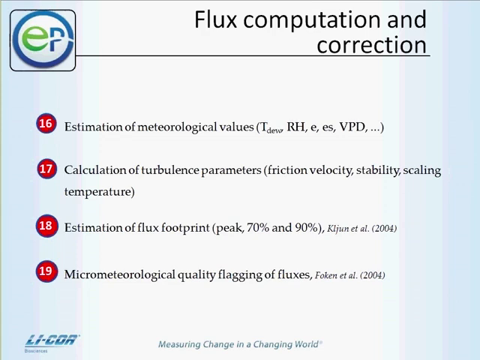You will have three numbers. The peak contribution distance will tell you which is the distance from the tower that contributes the most to the fluxes. And then you have the 70% and the 90% contribution distances. We will see them later also in the output files. Finally, the software applies quality tests, micrometeorological tests, and combines the results to provide you with a flag that is attached to all the calculated fluxes.